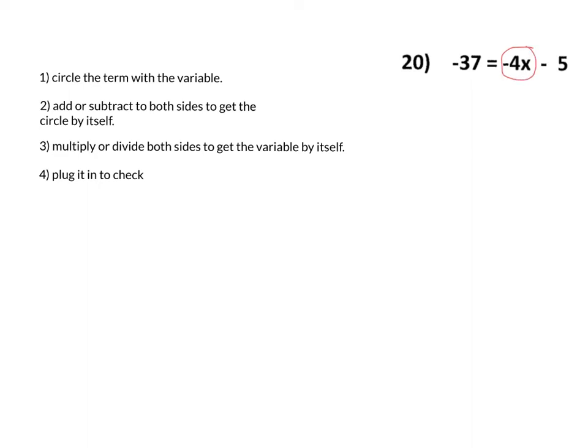Then we need to get rid of this negative 5. So the inverse of minus 5 is plus 5. We're going to add 5 to both sides. That's going to give me negative 32 is equal to negative 4x.